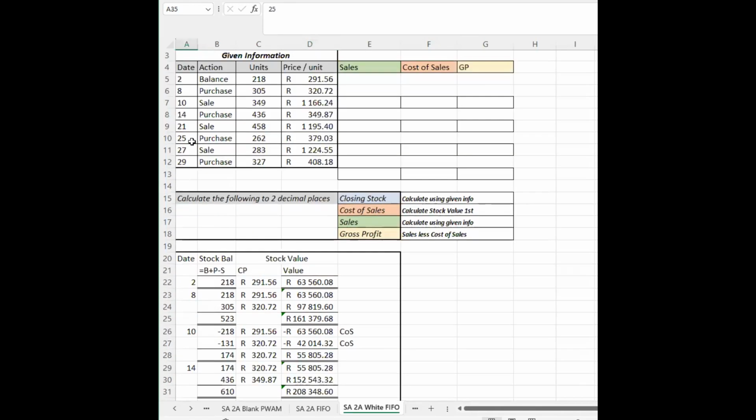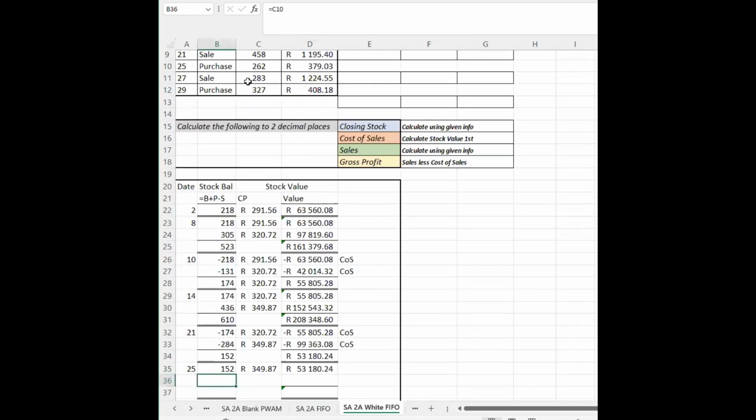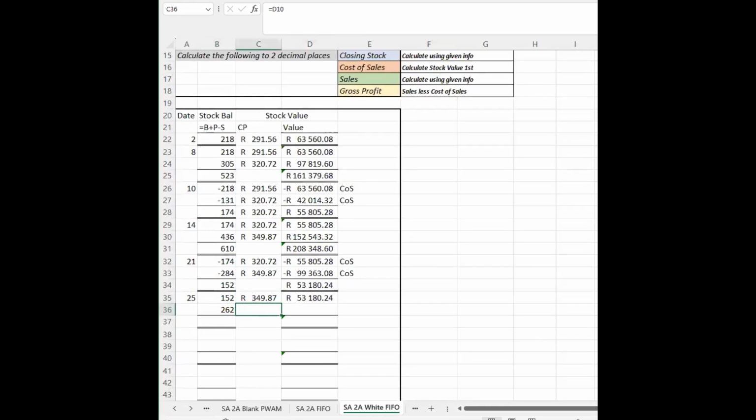Then we get to the next day, which is of course the 25th. On the 25th, we still have the 152 at 349 for that value that we've calculated, but we are also buying an additional 262 that's costing us a little more. And when we multiply those two, we get 99,000. Once again, we add these two so that we can see what our current number of stock items on hand is, as well as our current stock value.